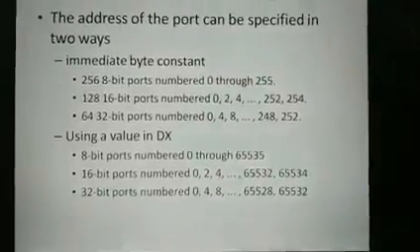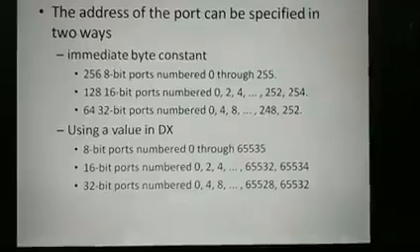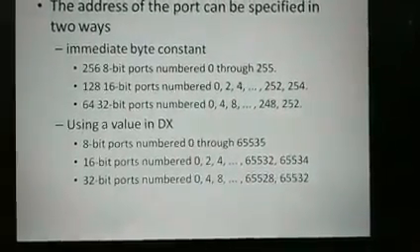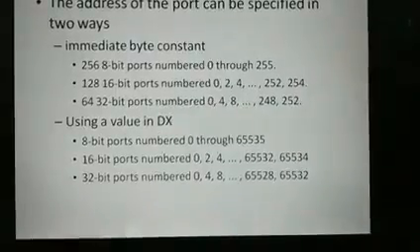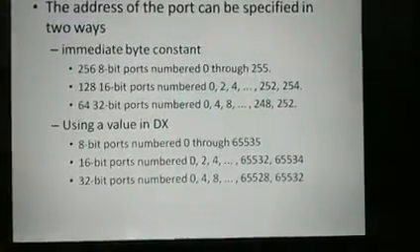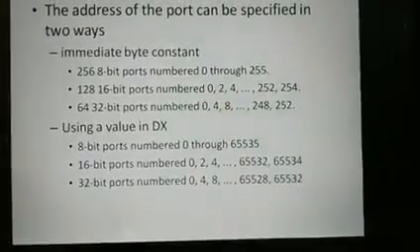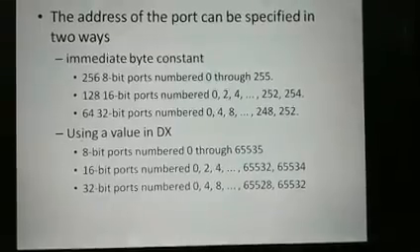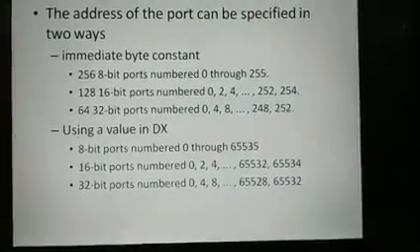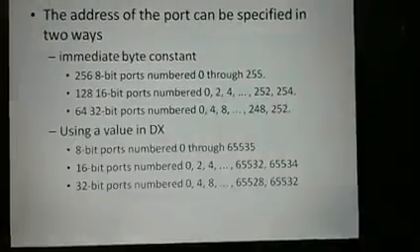The address of the port can be specified in two ways. First one is an immediate byte constant and second one is using a value in DX. What is the meaning of that? First point is 256 8-bit port numbers from 0 through 255. Second one is 128 16-bit port numbers from 0 to 254, and if you have 32-bit ports, then the total number of ports is 64, numbered from 0 to 252.